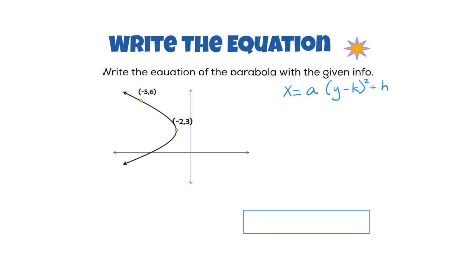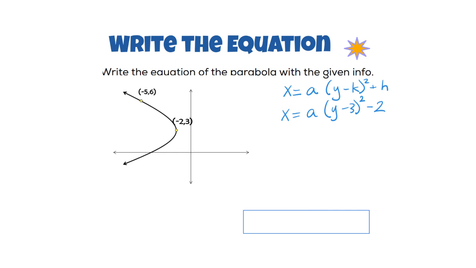Now, I already know the vertex, so they were nice enough to give me the vertex. So I'm going to go ahead and fill in the h and the k. So this is going to be an x equals a. Now, remember, the k is, where did you go vertically? It's with the y. So that's the 3 right here. That's what I did vertically. So since I went up 3, this is going to be a y minus 3 squared. The h is going to be my horizontal movement. And so my h is a -2. So I put -2 right here.